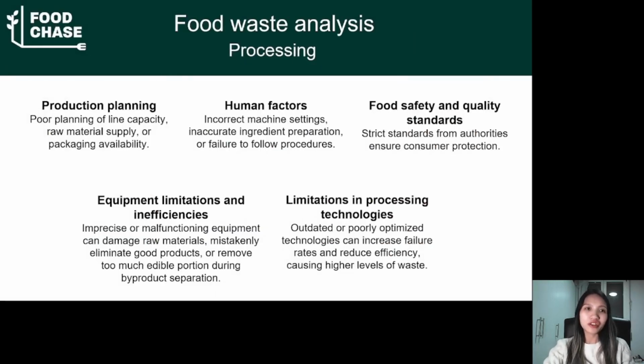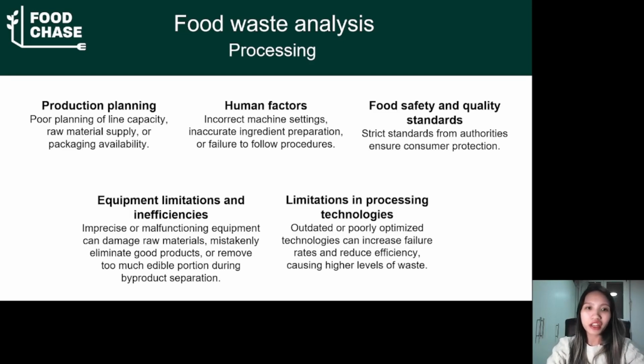In this stage, poor production planning or human error can easily lead to the elimination of food material, both raw material or the material during the operation. The food safety and quality standard is made to protect the consumer, but they can also lead to the elimination of food product even for just a slight deviation.